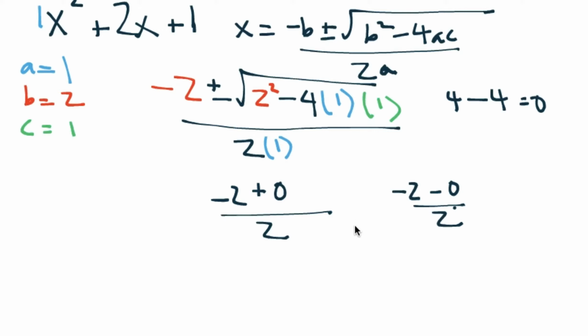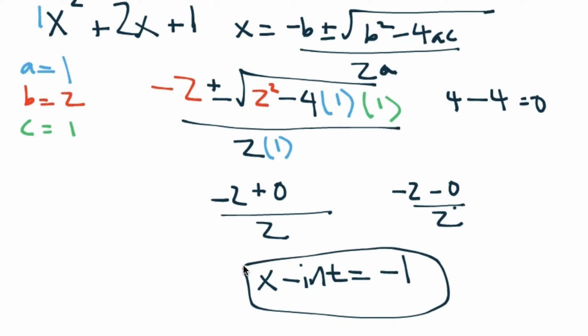Plus or minus 0, it doesn't matter. It's both negative 2 over 2, and they both evaluate to the same thing. There's only one x-intercept, and there aren't two, and the x-intercept is equal to negative 1. So that'd be the answer.